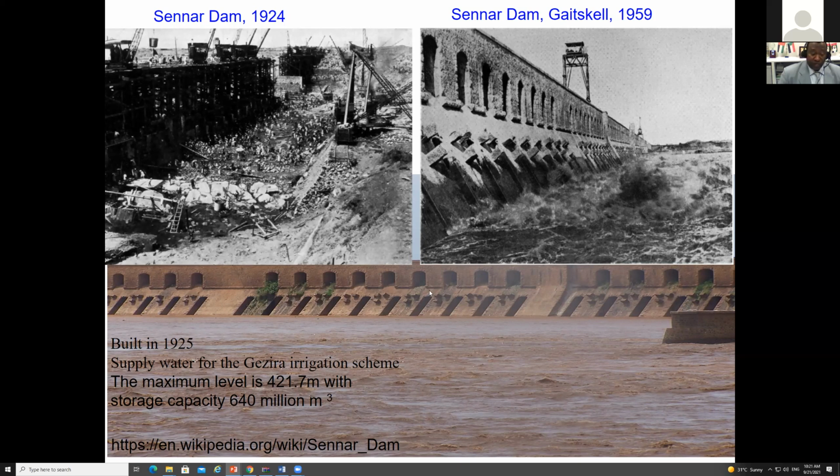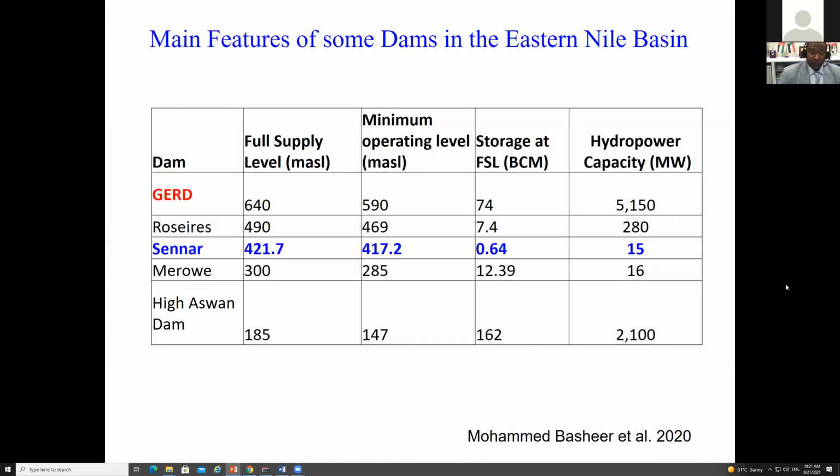This is an image of Sennar Dam and how it developed. If we compare the dam with other dams, like the Grand Ethiopian Renaissance Dam, we find the storage capacity is small compared with the Ethiopian dam, or with another dam like Roseires Dam. But it is very important to the economy of Sudan.